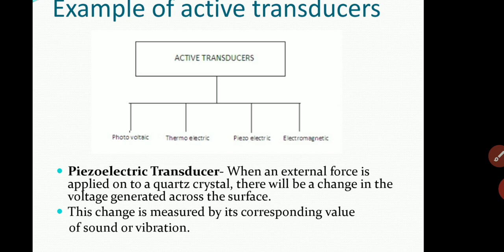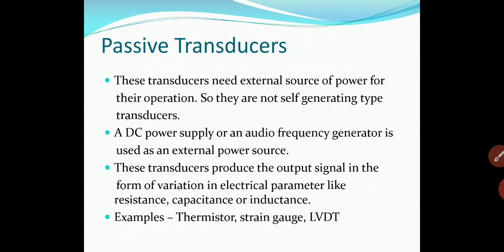Next is passive transducers. These transducers need an external source of power for their operation. So they are not self-generating type of transducers. A DC power supply or an audio frequency generator is used as an external power source. These transducers produce the output signal in the form of variation in electrical parameters like resistance, capacitance and inductance.